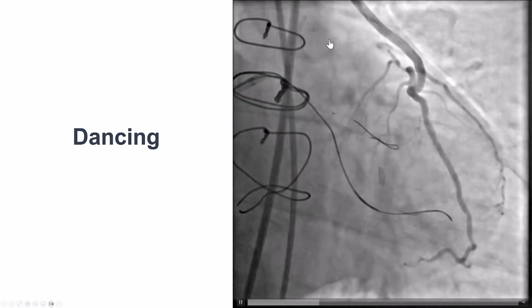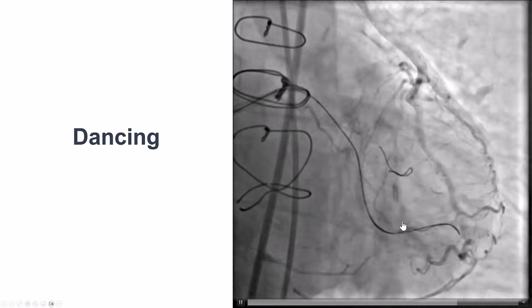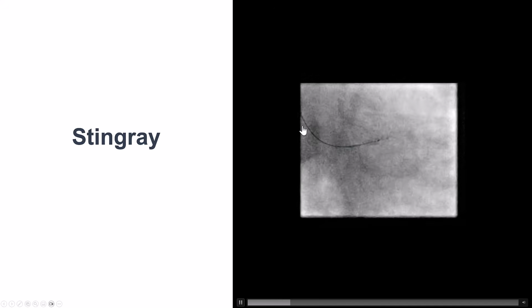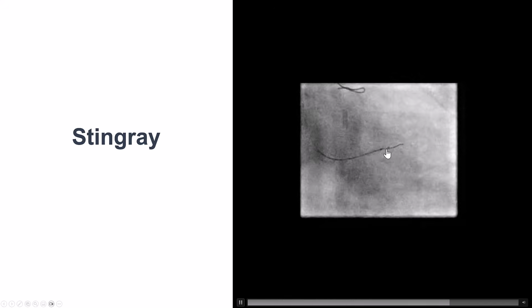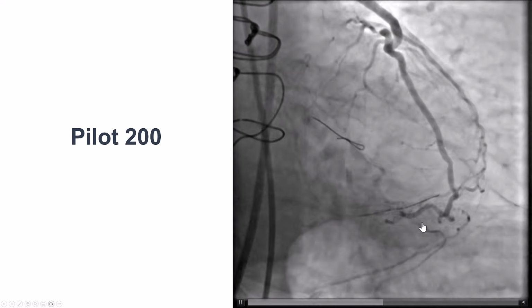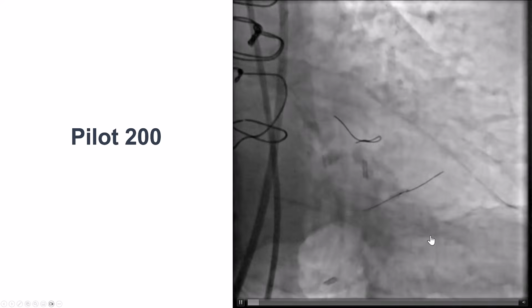So now we're injecting from the LIMA, and we have the knuckled Fielder XT dancing with the second obtuse marginal. We ballooned, and then we're able to deliver a Stingray. We did the double blind stick and swap going from both sides. And then we ended up placing a Pilot 200. And this successfully entered into the second obtuse marginal branch.